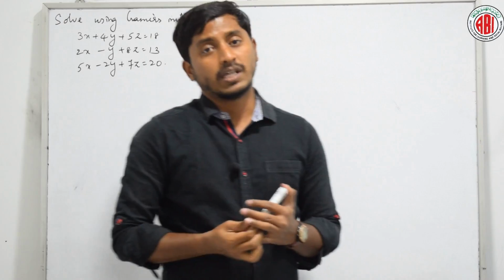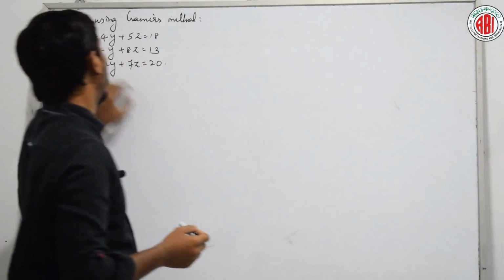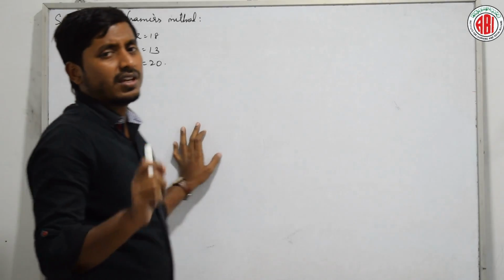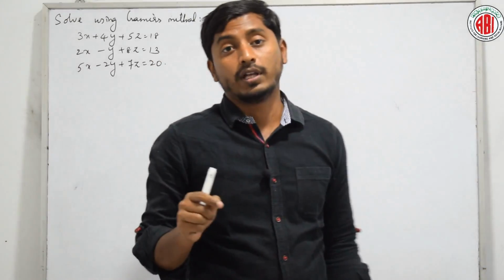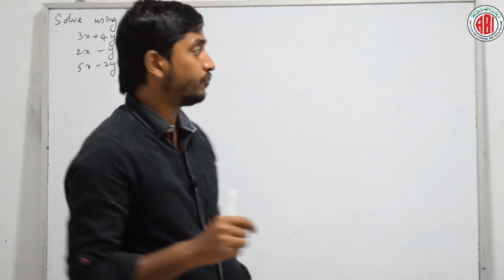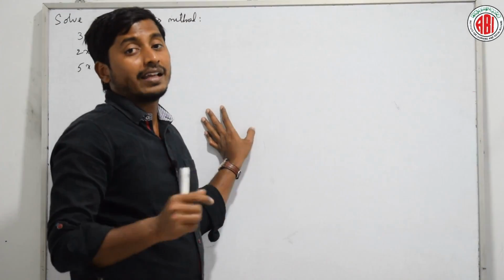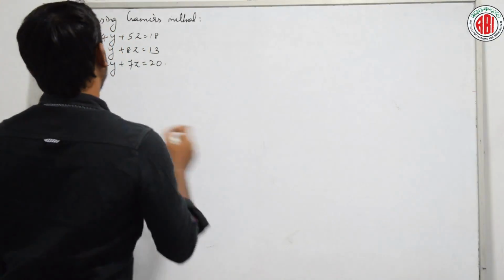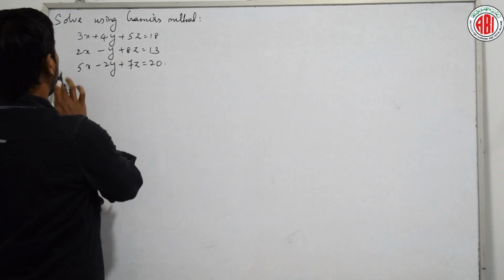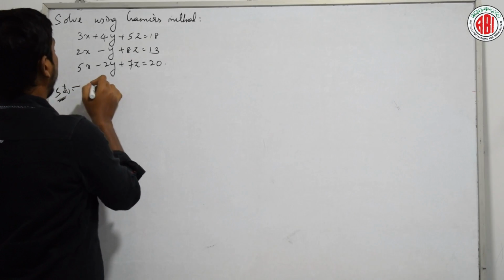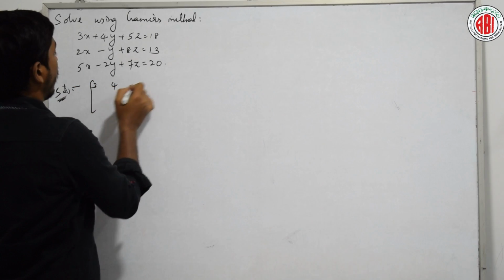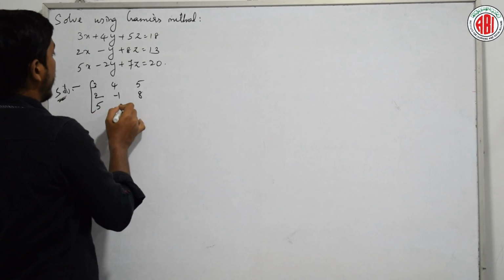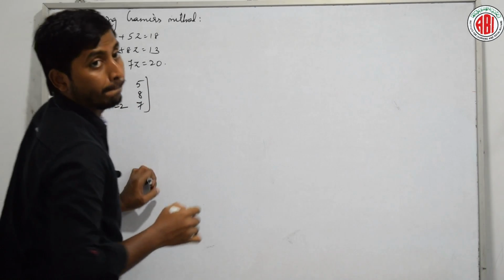See here, the question given here, he is asking us to solve these three equations using Cramer's method. Hope everyone knows that solving is finding the values of unknowns in the given equations. Right? Fine. What's the first step we have to do? We have to convert the given equations into matrix form. Is it right? That is, we have to write this as 3, 4, 5, 2, minus 1, 8, 5, minus 2, 7. Is it right?